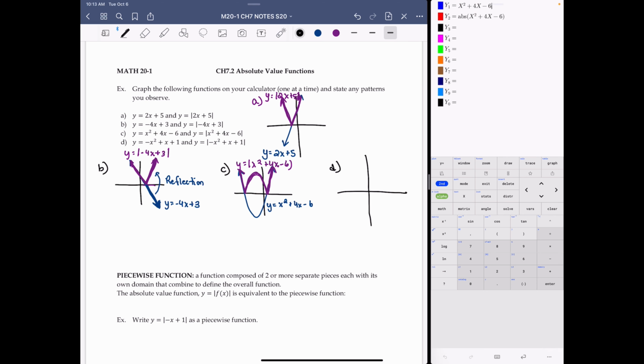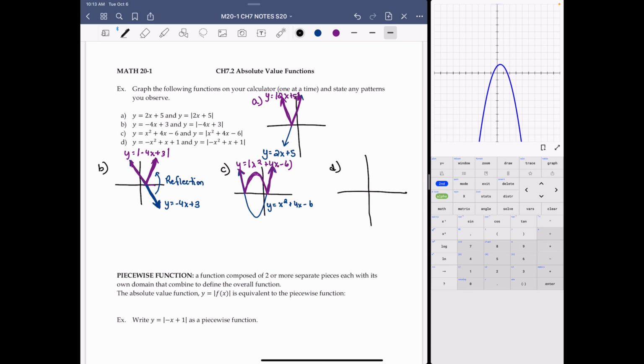Another quadratic. Clear this, clear this. Negative x squared plus x plus 1. Graph that, and it looks something like this.